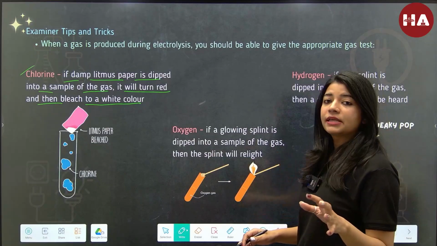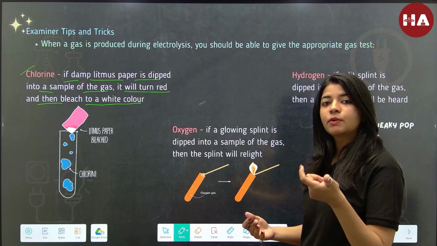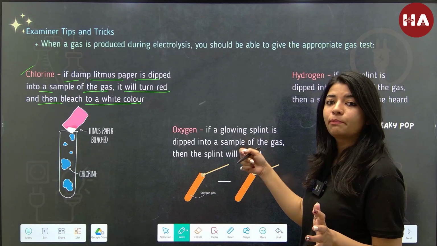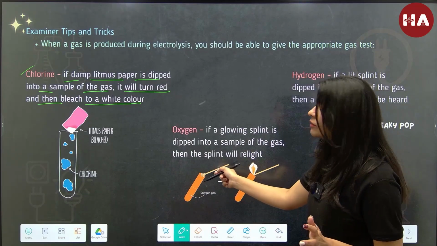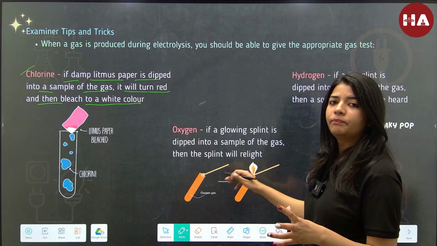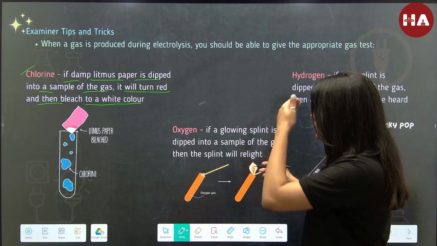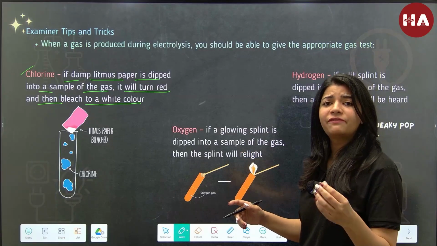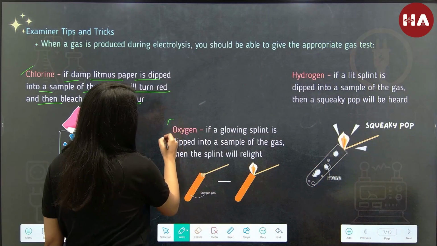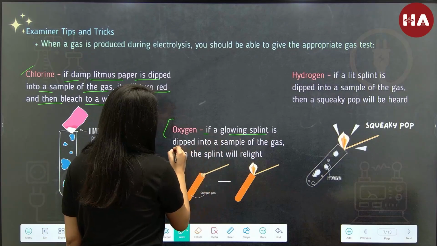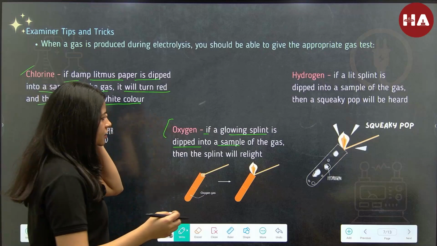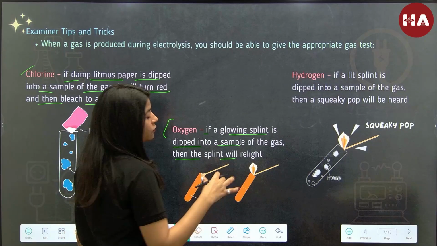Next, if we have to check whether the gas is oxygen or not, what do we do? We bring a glowing splint near the mouth of the test tube, and if it glows or the flame reignites, then we can say that it is oxygen. Why? Because oxygen supports combustion, it reignites the flame. So for oxygen, if a glowing splint is dipped into a sample, as you can see we are bringing it near the mouth of the test tube, then the splint will relight.